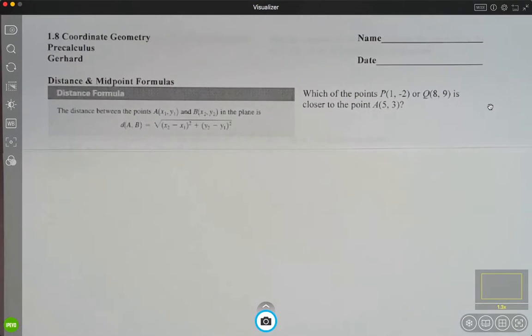Wanted to go through a couple of the example problems here. This is going to be three short, quick videos just to review what's going on. So first thing is talking about the distance formula.